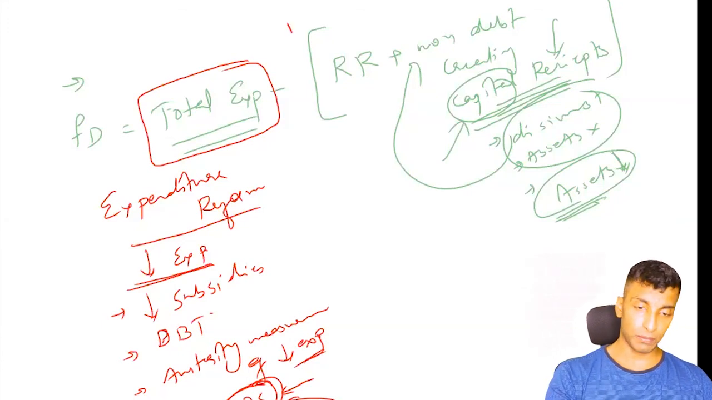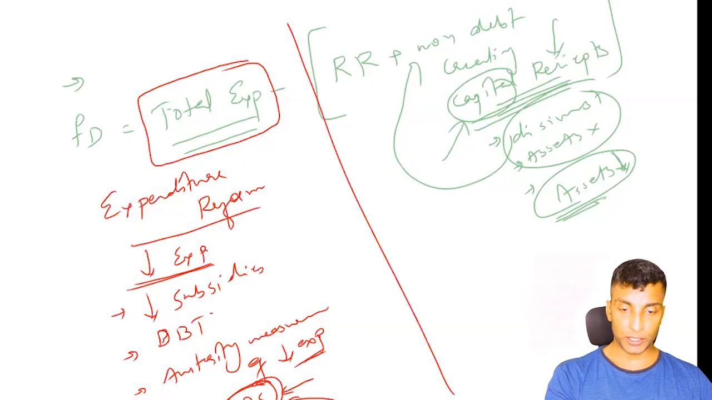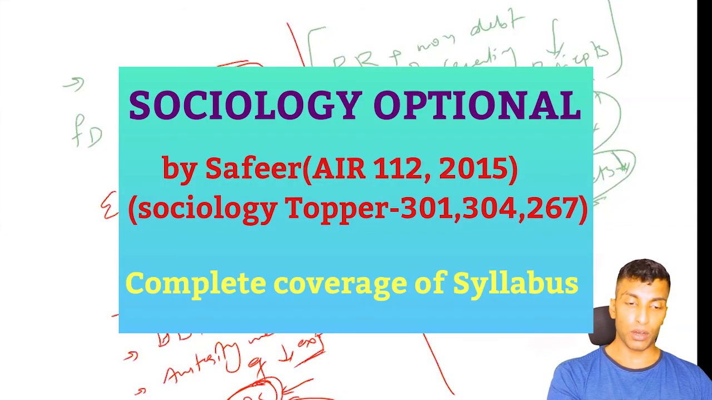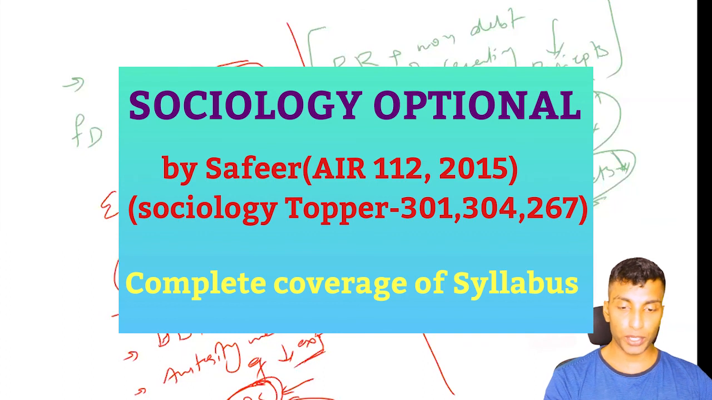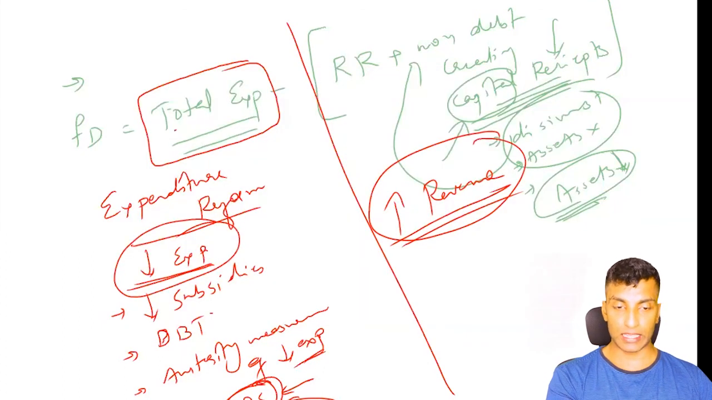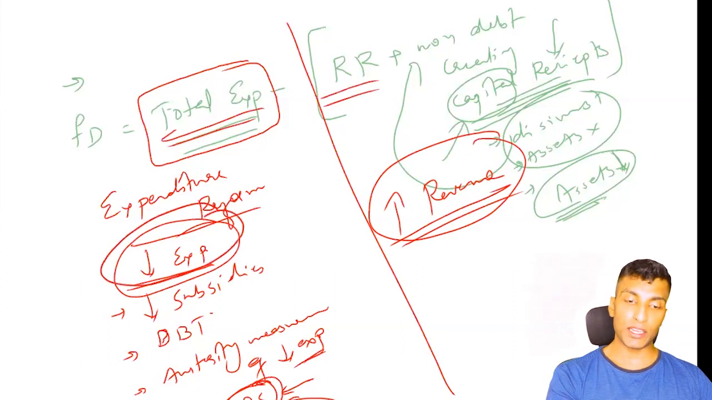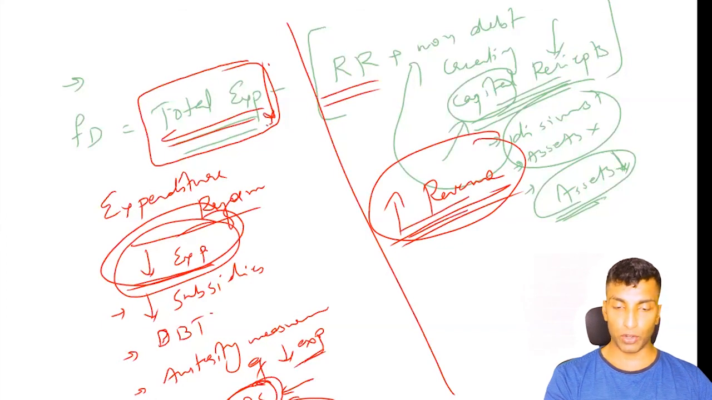What about this side? With respect to revenue, what do you need to do? Increase revenue. Mainly these are the two things that you need to do: increase revenue or reduce expenditure. This is what you need to do ultimately to reduce the deficit. Deficit is this difference, expenditure minus receipts. So either decrease the expenditure, this side has to be decreased, or increase the revenue part.